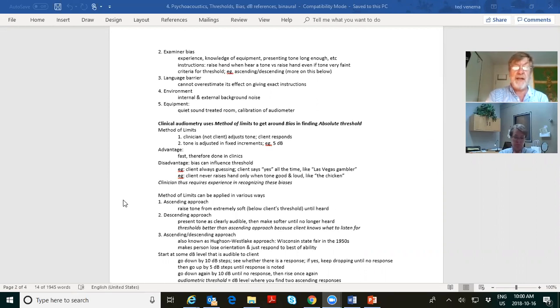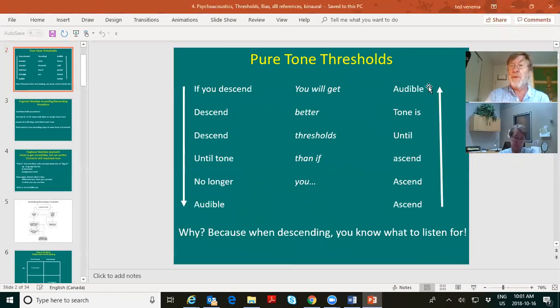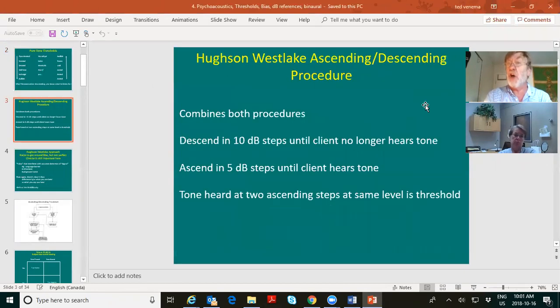Look where I'm highlighting right here. Method of limits can be applied in various ways: descending, ascending, or number three, ascending-descending approach. That's what we do. So the ascending approach is what I showed you on this slide up here on the right. Descending would be on the left. So you can apply the method of limits, the clinician adjusting the tone in fixed dB increments. You can do that in a descending approach, or in an ascending approach, or in a combination that uses both of those, and that's what we do.